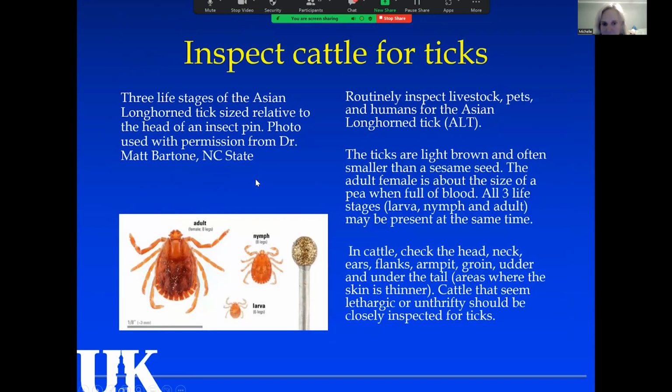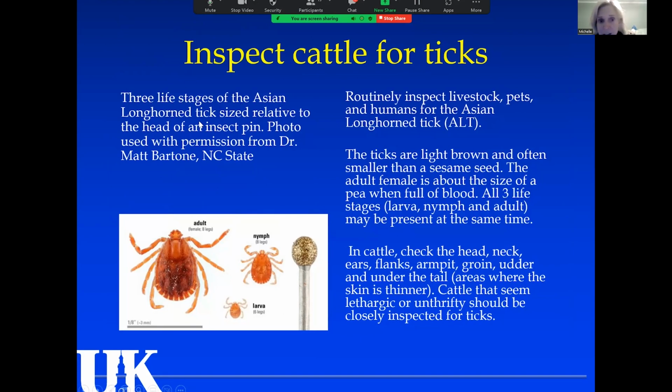So what do you do about this tick? Inspecting cattle, and I can only imagine it would be very hard to find a tick on a yak with long hair. It's hard enough on cattle.